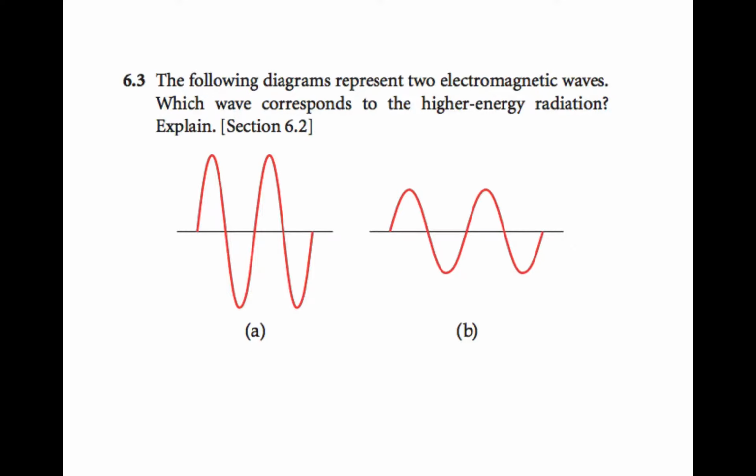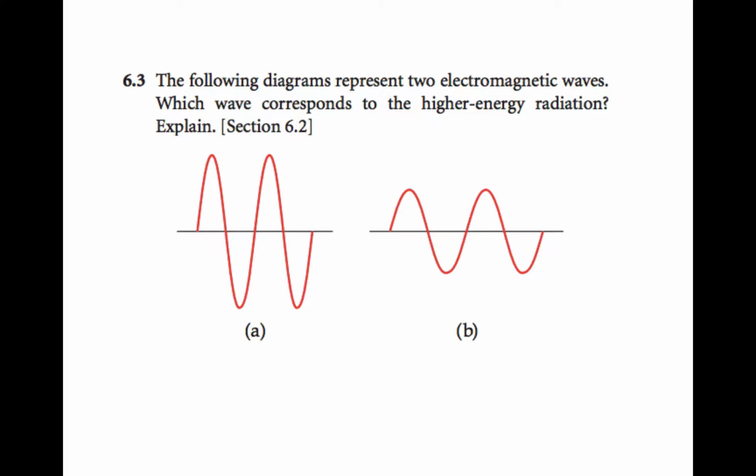Chapter 6 is all about where the electron is outside the nucleus. In order to know something about the electron, we have to know something about light. The following diagrams represent two electromagnetic waves. Which wave corresponds to the high energy radiation?